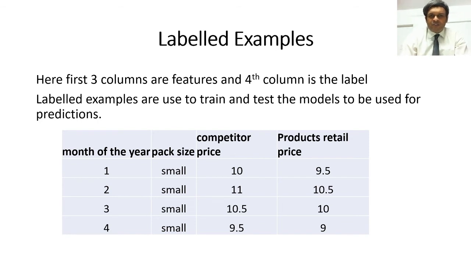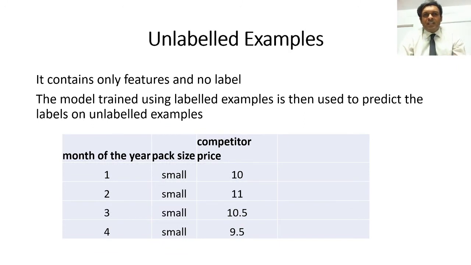Yeah, so that is what are labeled examples. Now what is an unlabeled example? An unlabeled example is where, in your data, you will not have the label values. So I just knocked off the last column to make it obvious, so that this is the basic difference.